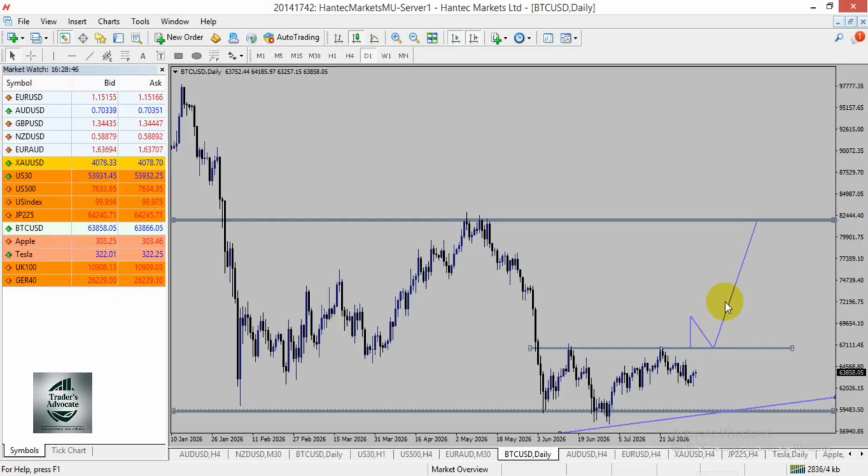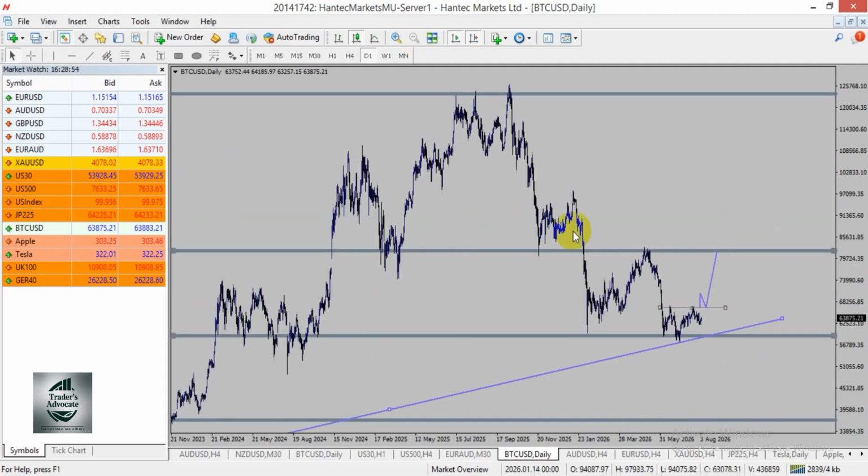Once we start pushing all the way up here, the next target for BTC will be $82,000 per coin. This is the nearest support for BTC. If we break out from this level, the next target for BTC will come somewhere around $97,000 per coin. If we break out from this level, we are going all the way down here, which is around $123,000 per coin. So we have all this space to work with.